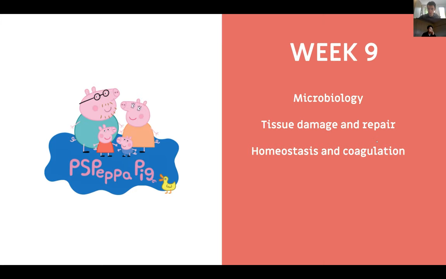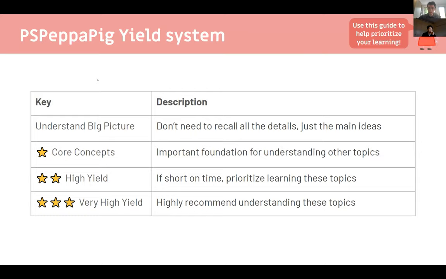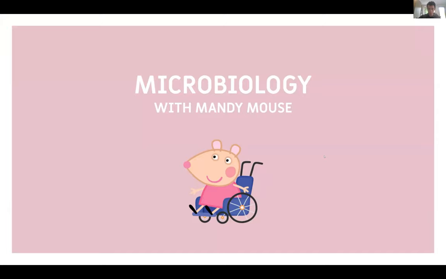We usually use the yield system. Today only two of us were available, so we did not do the yield system, but we'll generally tell you what you need to know and what you don't need to know. Sometimes we add in the yield after we've presented as well. Now we're going to get started with microbiology with Mandy Mouse.